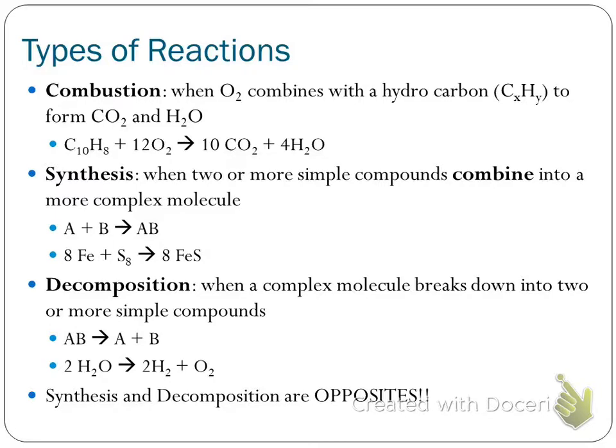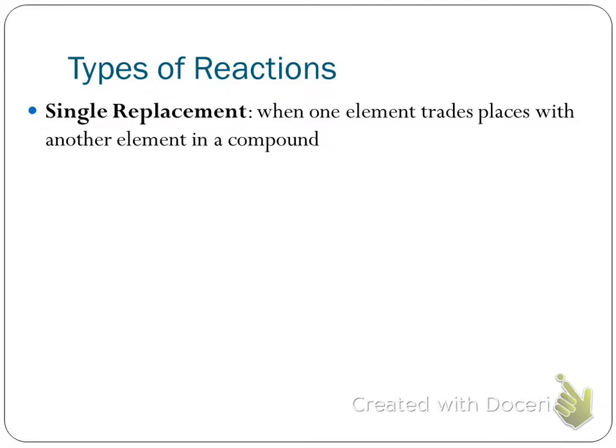Okay, the last two types of reactions are called single replacement. And single replacement means one element trades places with another during a reaction. Okay, and here's the base formula for that. It could have little variations to it, depending on if you started with AB plus C or whatever, but that's kind of the basic formula for a single replacement, where one of our elements switches places.